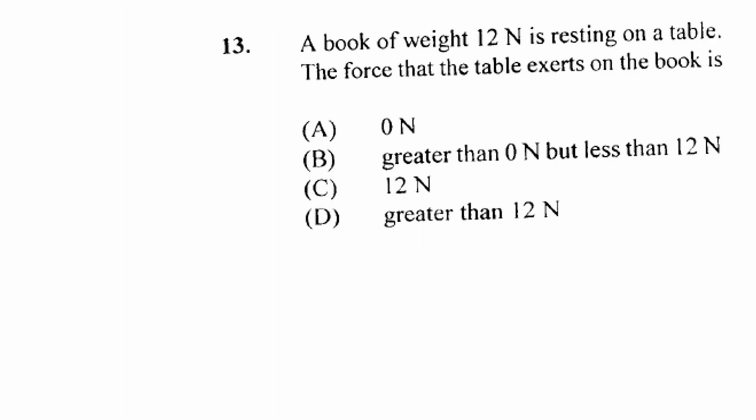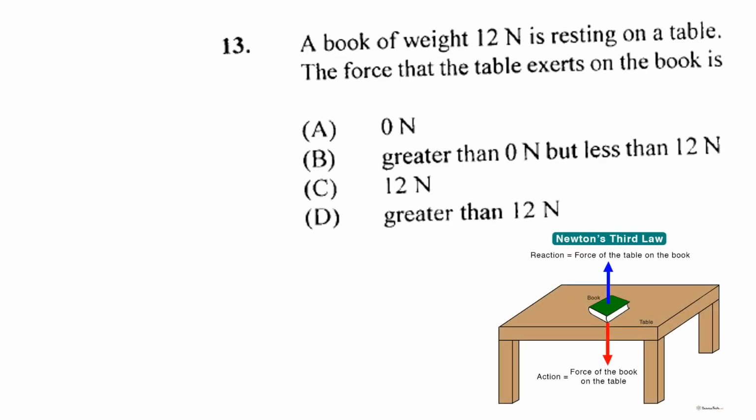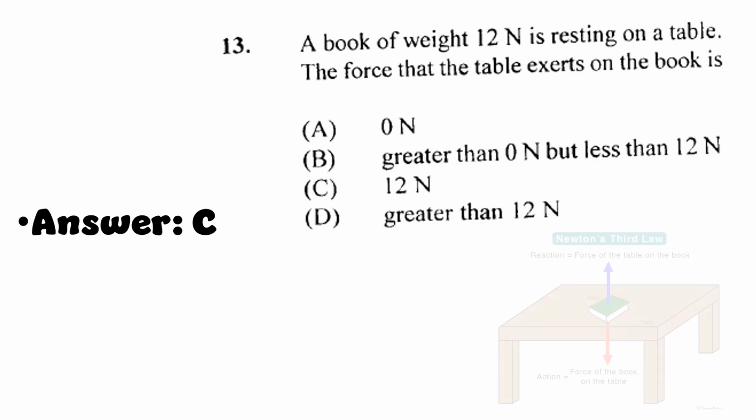Number 13. A book of weight 12 newtons is resting on a table. The force that the table exerts on the book is A. 0 newtons, B. Greater than 0 newtons but less than 12 newtons, C. Exactly 12 newtons, or D. Greater than 12 newtons. Here the answer is option C, exactly 12 newtons.